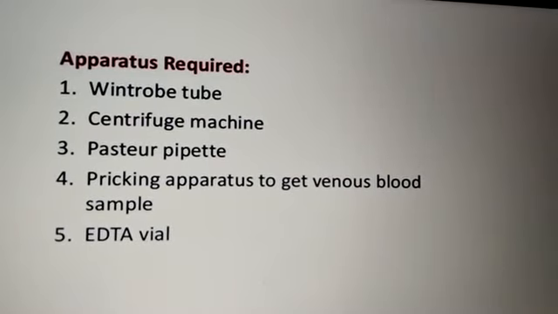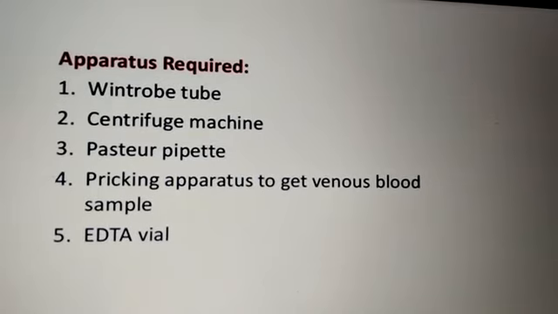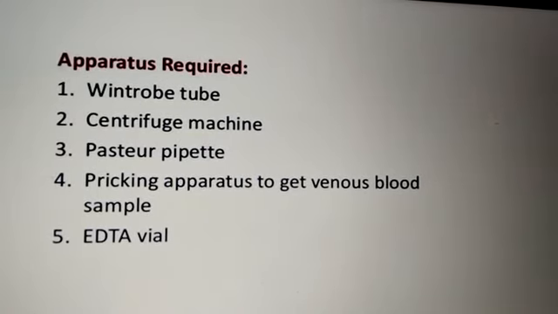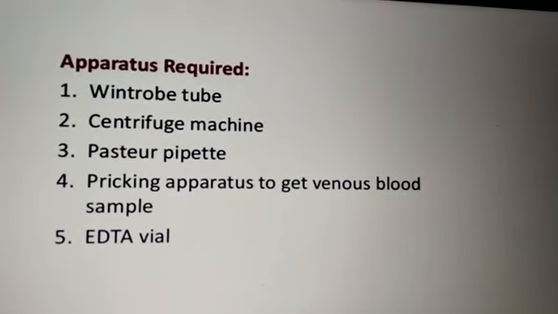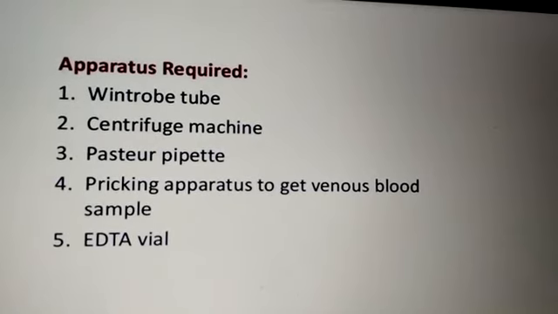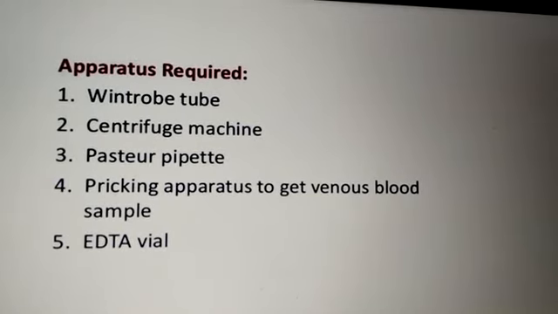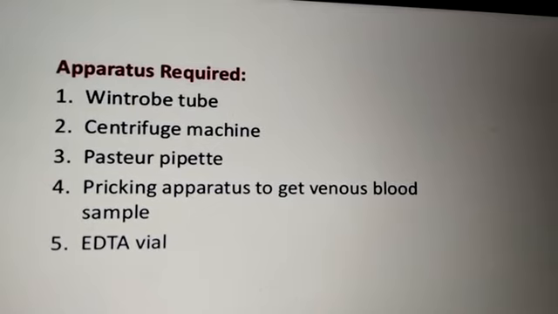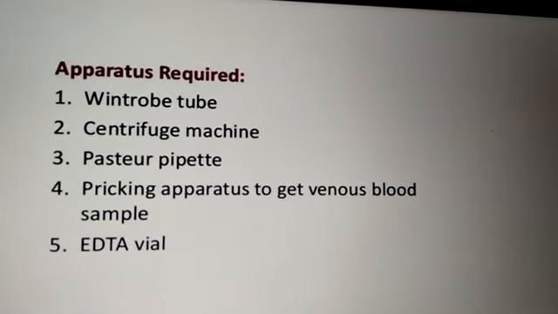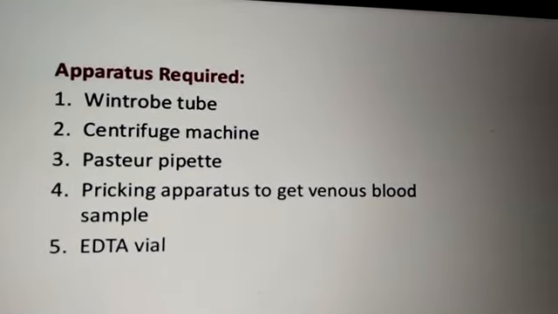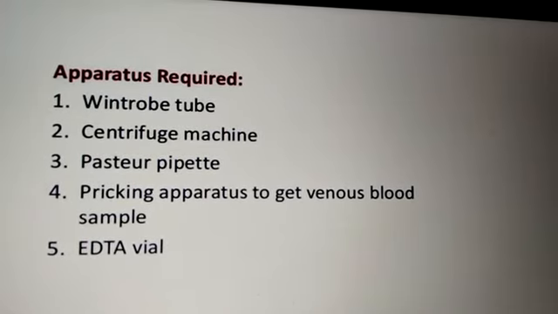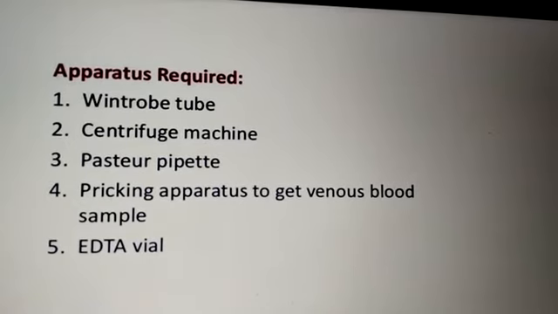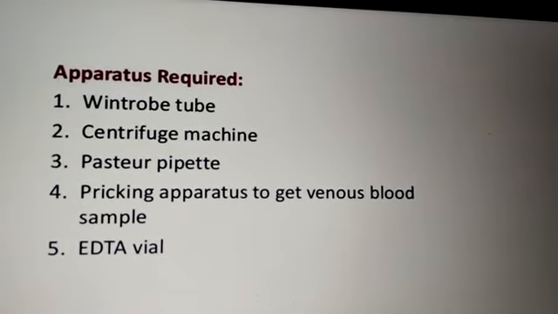Now, for this test we need some requirements. First of all, very important, is the Winthrop tube. Then we need a centrifuge machine, a pass-through pipette, and a pricking apparatus to get a venous blood sample, that means a syringe, and an EDTA vial. EDTA full form is ethylene diamine tetraacetic acid vial.